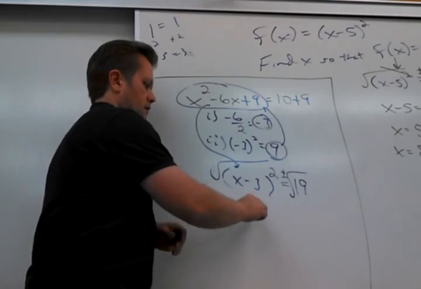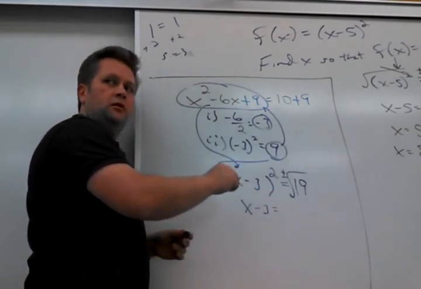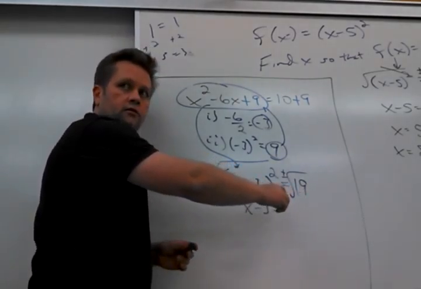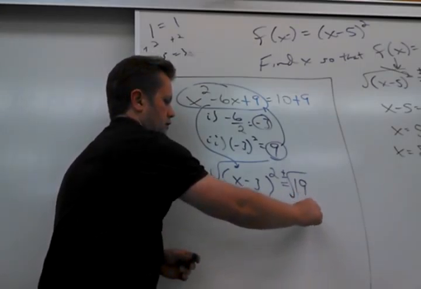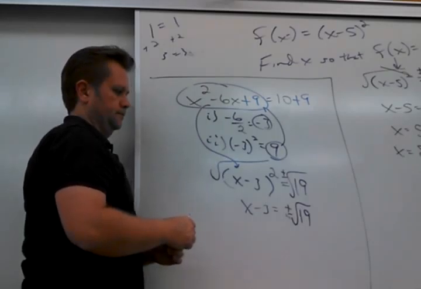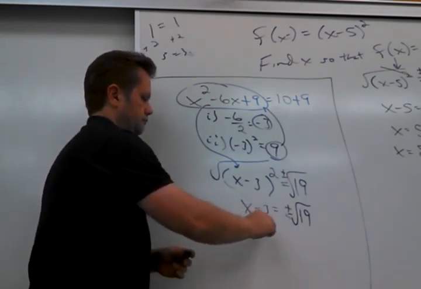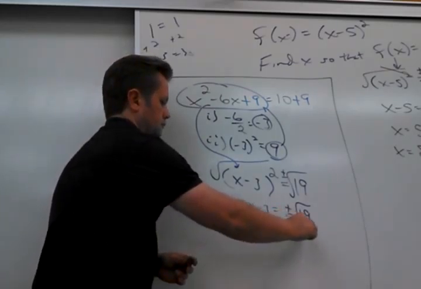Square root of 19. It's 9. Oh, no. You gotta move the 3 over. 3 plus or minus the square root.